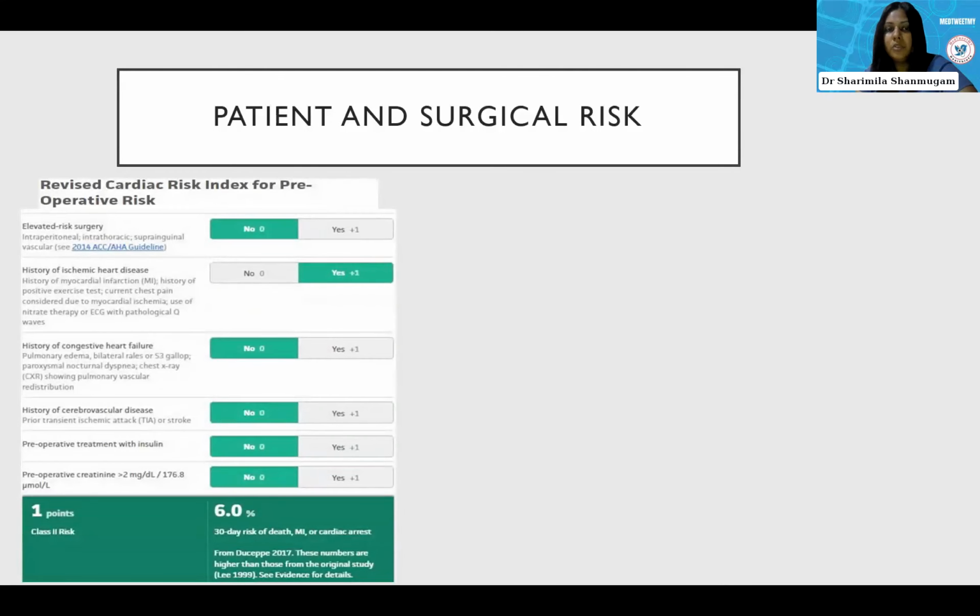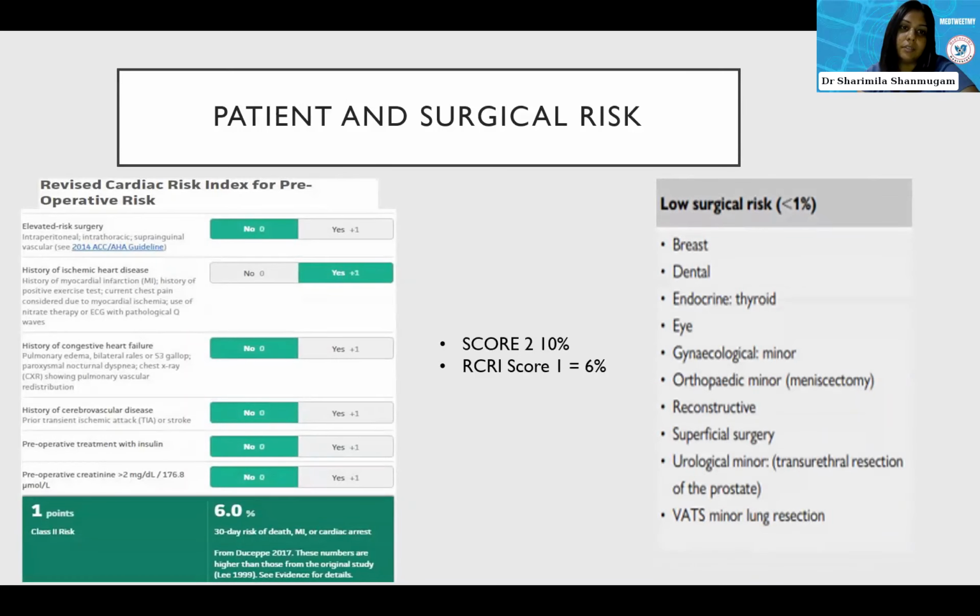So again, step 3, make sure that we know the patient and surgical risk. So this is the revised cardiac risk index. It's called the pre-op assessment, right? It's been there for 20 plus years. When I scored him, his elevated risk surgery was actually low. So no. His history of ischemic heart disease, yes. Congestive heart failure, no. Stroke, insulin, and creatinine, also no. So he's scored either 0 or 1, which is low risk. 0 is about 4%, 1 is about 6% for 30-day risk of mortality, myocardial infarction, or arrest.